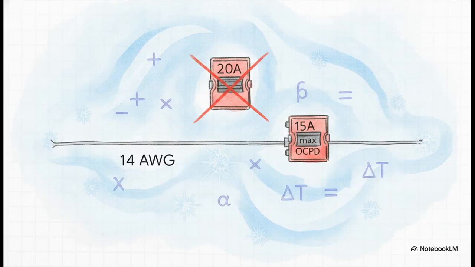Trap number 2. Slapping a 20-amp breaker on a 14 AWG wire because your temperature derating calculations looked really favorable. The fact here, 14 AWG is always limited to a 15-amp maximum OCPD. Test makers absolutely love to trick you with this. They'll have you calculate the ampacity of a 14-gauge wire in, say, a freezing cold room, making it look mathematically like it can easily handle 20 amps. Do not fall for it. The code strictly limits it to 15 amps, period.